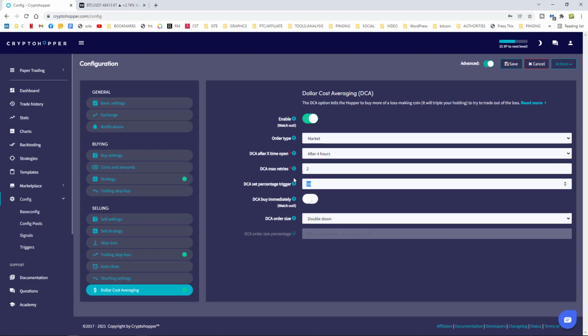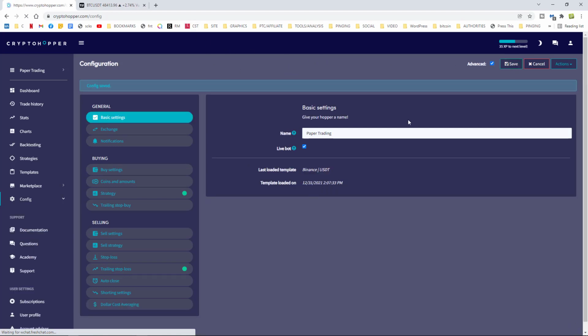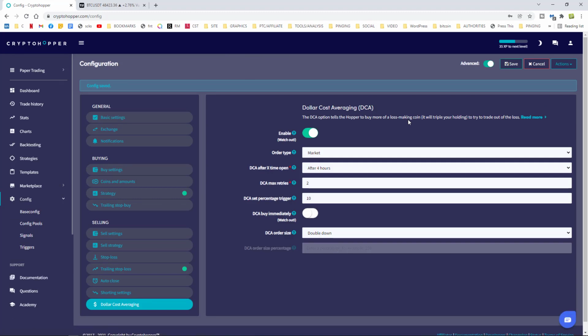Experiment. This is a paper trading bot, really. Just because it's working well for me today doesn't mean it will work well next week. You often have to tweak things depending on what Bitcoin is doing, how bearish Bitcoin is.